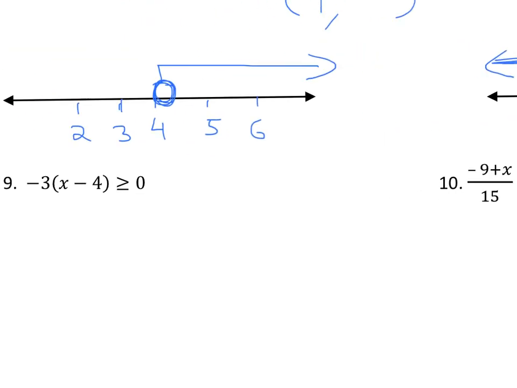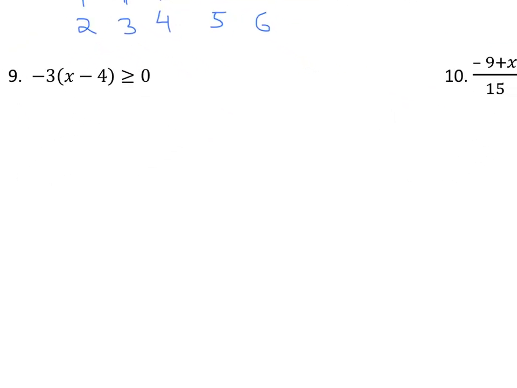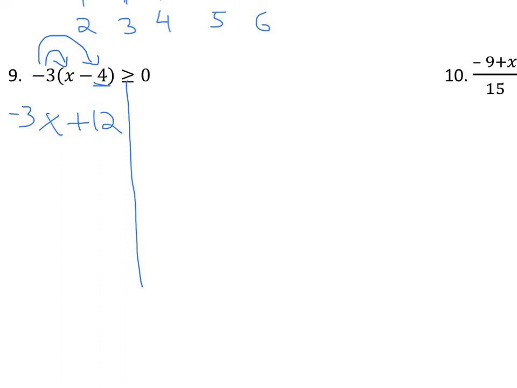Let's go to number 9. So number 9, again, the x is on the left side. Let's draw the line going straight down. Now the one thing that stands out is the parentheses. Those are the flashing lights. So to get rid of those parentheses, we have to distribute. So I'm going to distribute negative 3. So negative 3 times x is negative 3x. And then negative 3 times this negative 4 gives me positive 12, so I put plus 12. And then I have greater than or equal to 0.